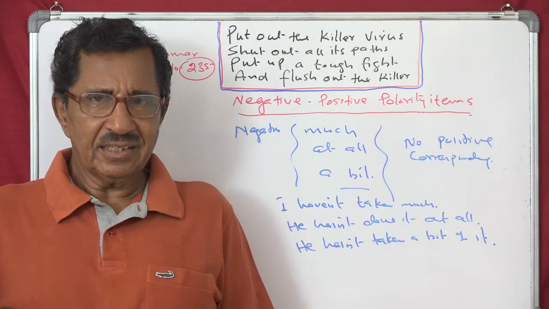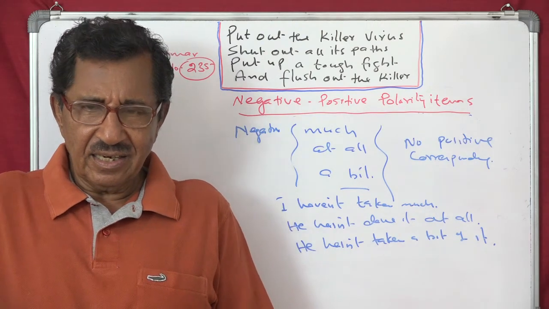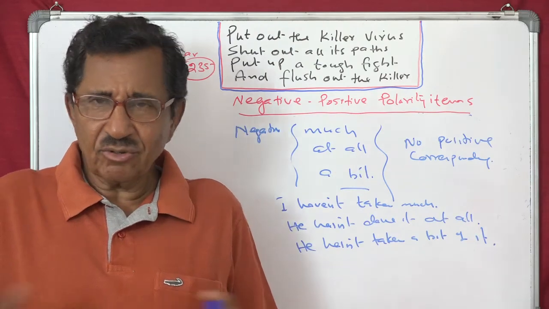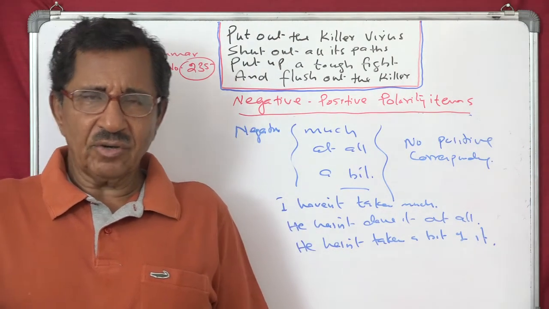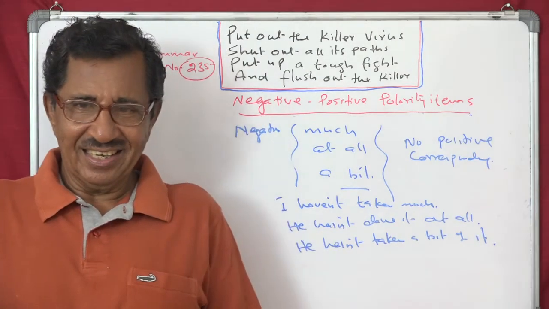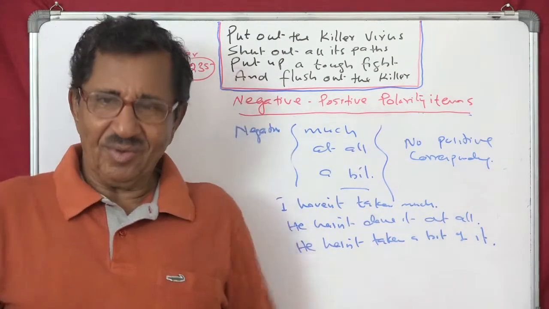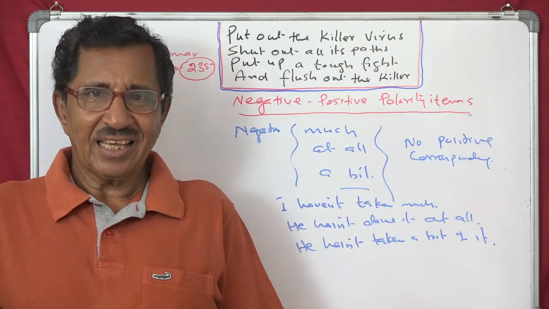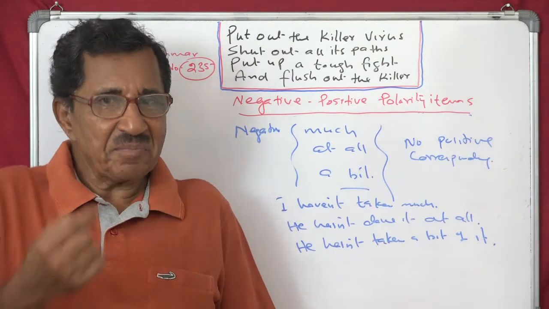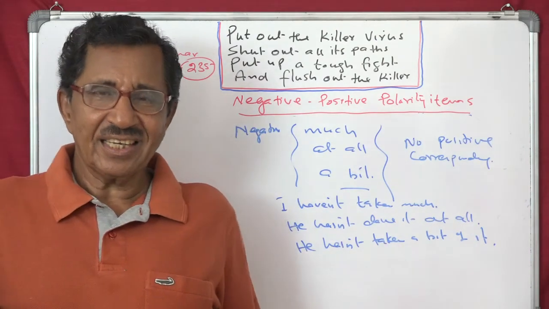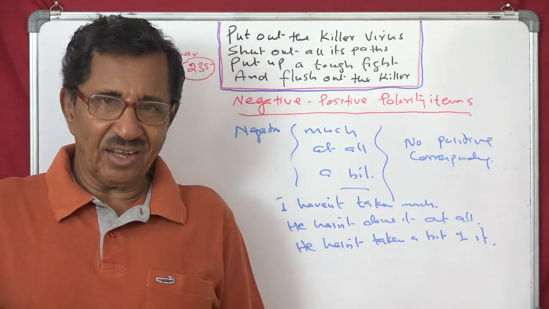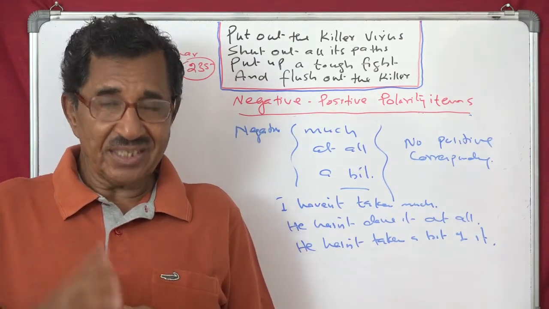He does not have much money. You cannot say he has much money. He hasn't done it at all. They haven't taken a bit of it. So these are positive and negative. Now we are dealing with negation, so you should also keep these things in your mind.